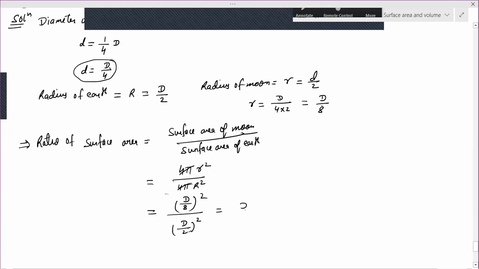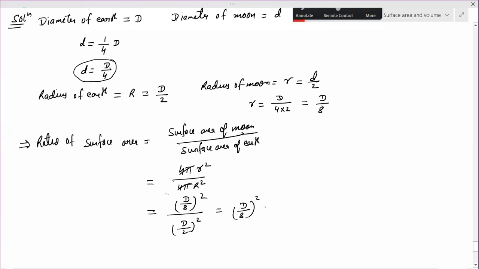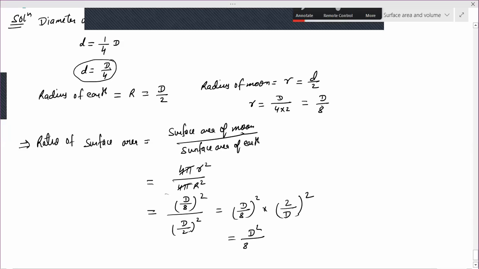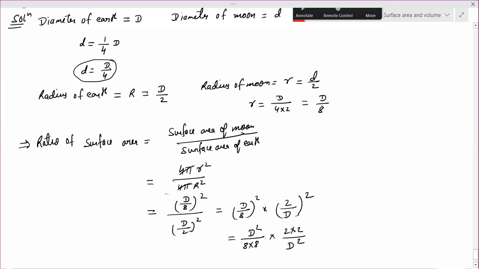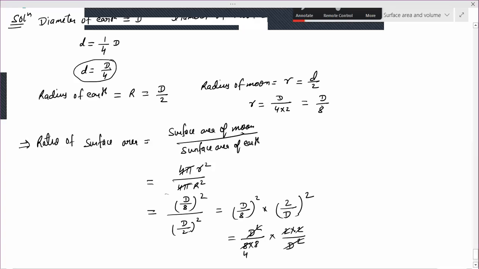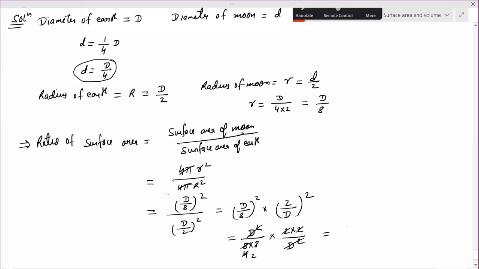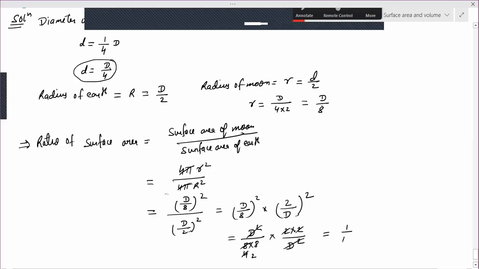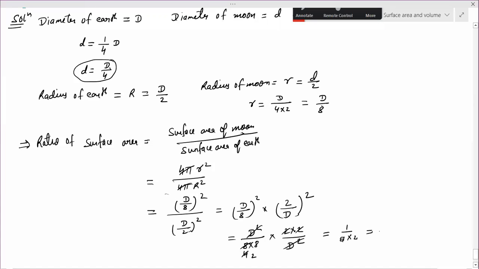So when we multiply, it's D by 8 square into 2 by D reciprocal. So it's D square by 8 into 8, and this side 2 into 2 by D square. So D square cancel. 2 with 4 cancel, then 2 with 2. So it becomes 1 by 16. So the answer is 1:16. So our answer will be 1 is to 16.